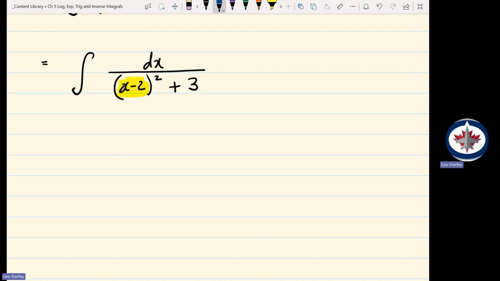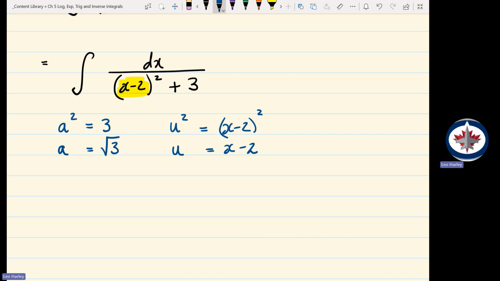In this question, what is a squared? 3. So what is a? The square root of 3. In this question, what is u squared? X minus 2 all squared. So what is u? X minus 2.